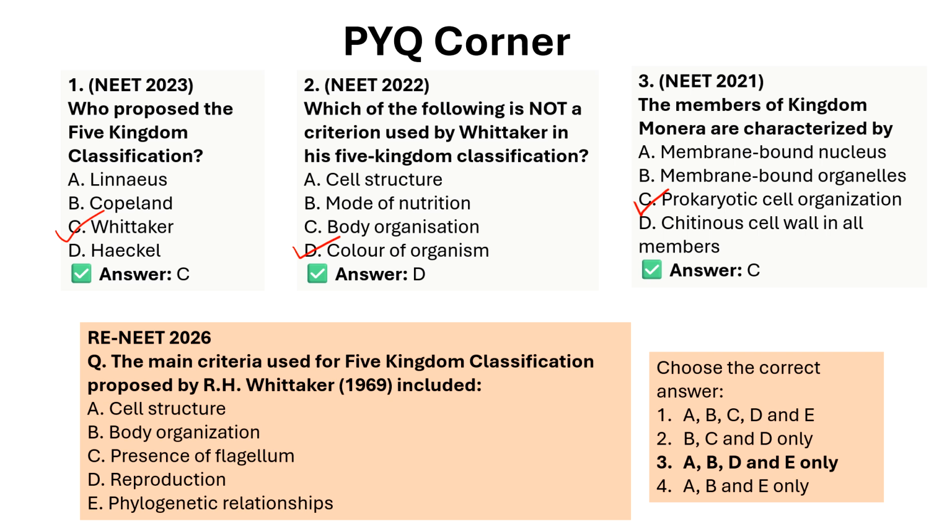This question has come in NEET 2026. The main criteria used for five kingdom classification proposed by R.H. Whittaker in 1969 included: cell structure is included, body organization is included, presence of flagellum is not, reproduction is included, phylogenetic relationship is included. So the answer will be A, B, D and E, not C.